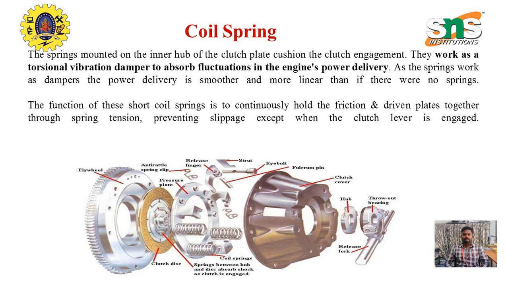For applying the pressure we are using different types of springs. Majorly we have the coil spring and the diaphragm spring, where the coil spring is made up of a number of circular shaped parts, so that we can apply the pressure in the system and then release it. The springs are mounted on the inner hub of the clutch plate and cushion the clutch engagement. They work as a torsional vibration damper to absorb fluctuation in the engine power delivery.